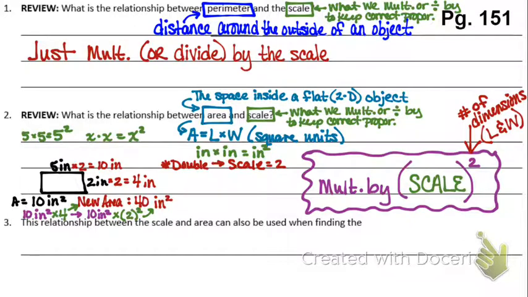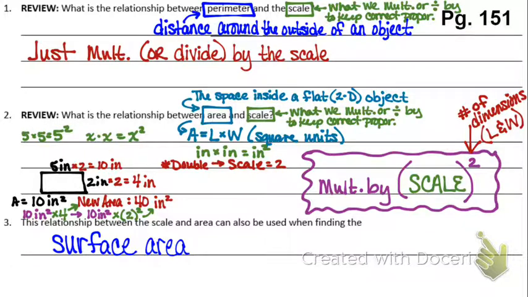This relationship between scale and area can also be used when I'm finding the surface area. Do you guys know what surface area is? What is surface area? The surface in there. It's the area of the surface of the object. That's exactly right. It is the area of the surface of an object.